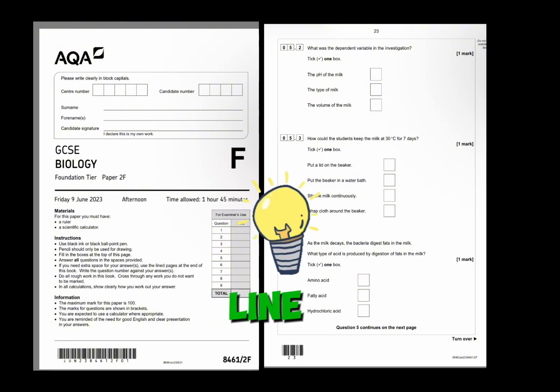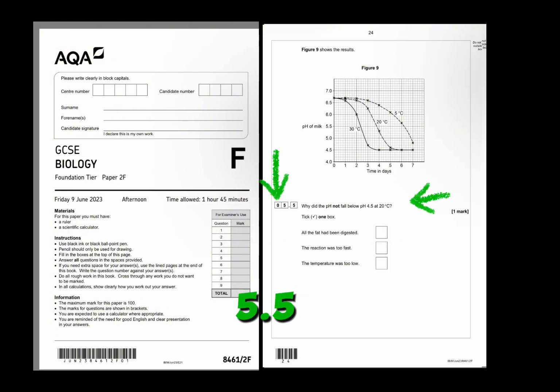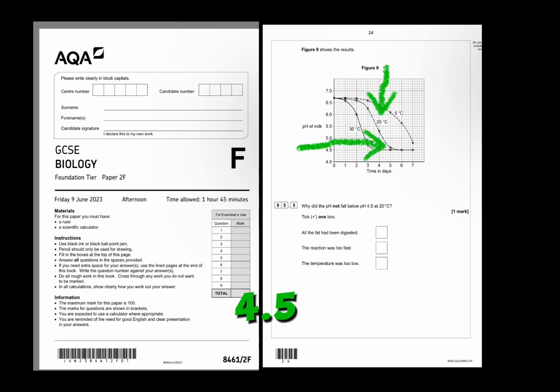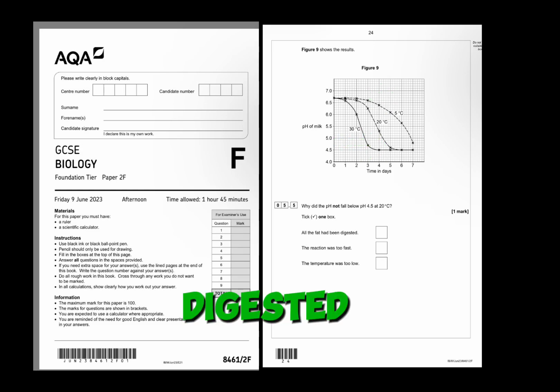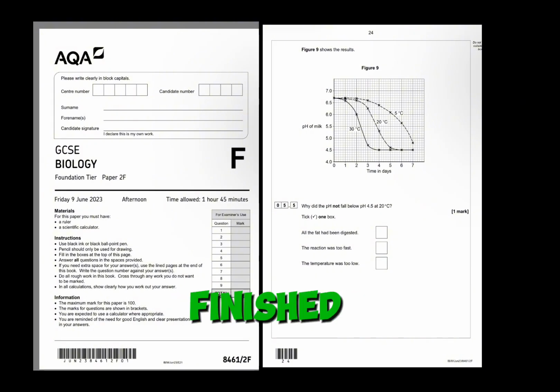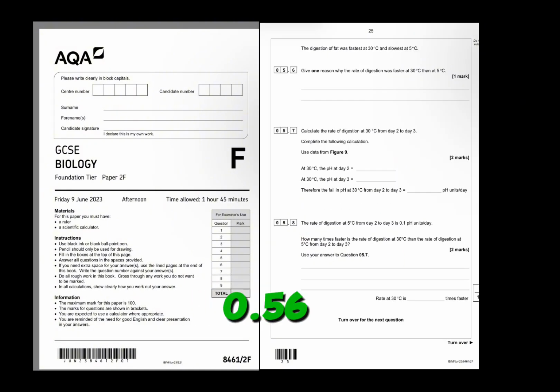Figure 9 shows a line graph, and part of question 5.5 asks you the scientific reason why at 20 degrees pH does not fall under 4.5. Answer. All the fat had been digested. Exam tip. When a graph levels off, goes flat, it usually means the reactant has been used up or the reaction has finished.